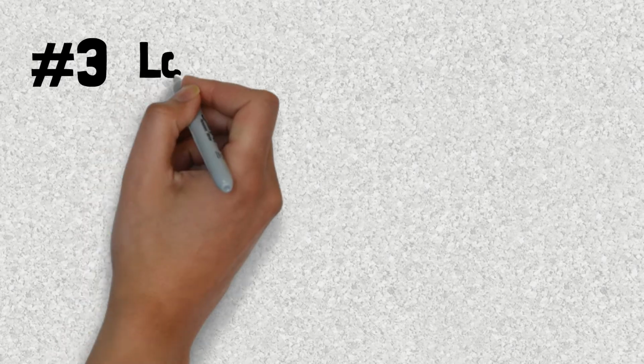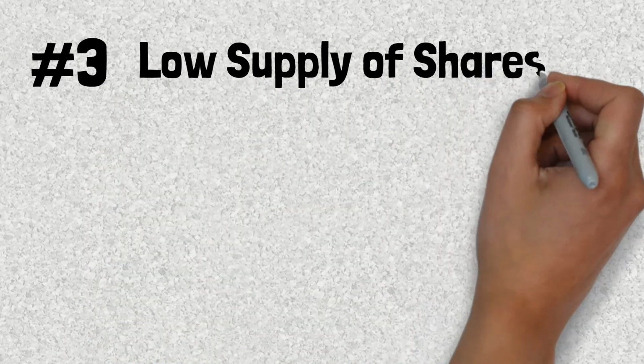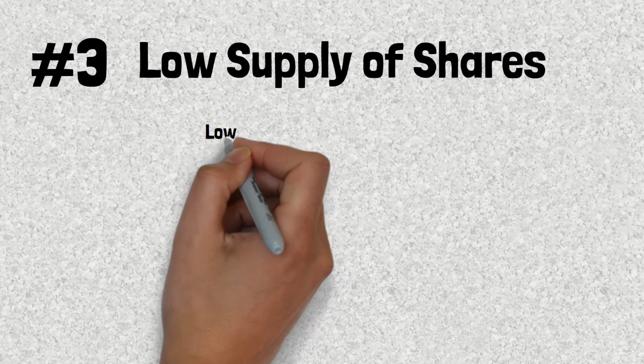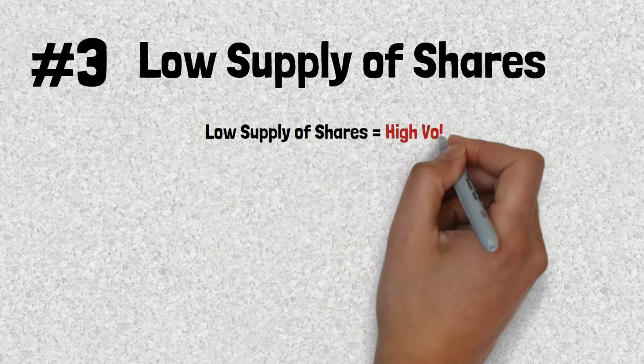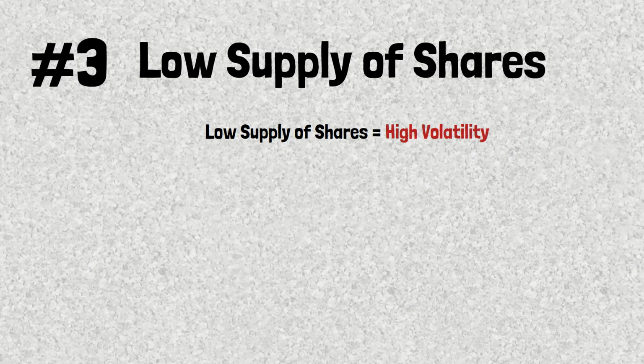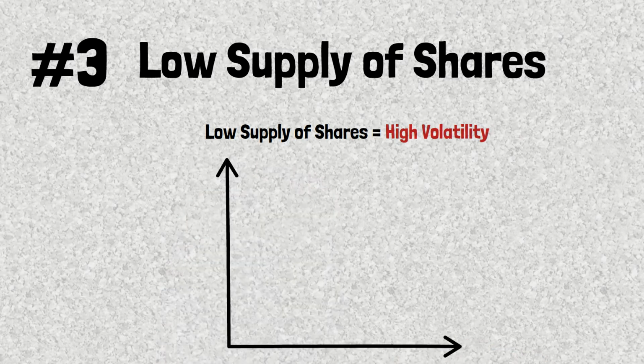An often overlooked factor and quite unknown to most common investors, which can have an impact on the price of a stock, is low supply of shares. If a stock has a low amount of public shares available for purchase, this can cause the stock price to experience higher amounts of volatility due to the fact that a small amount of buying and selling can influence the price.